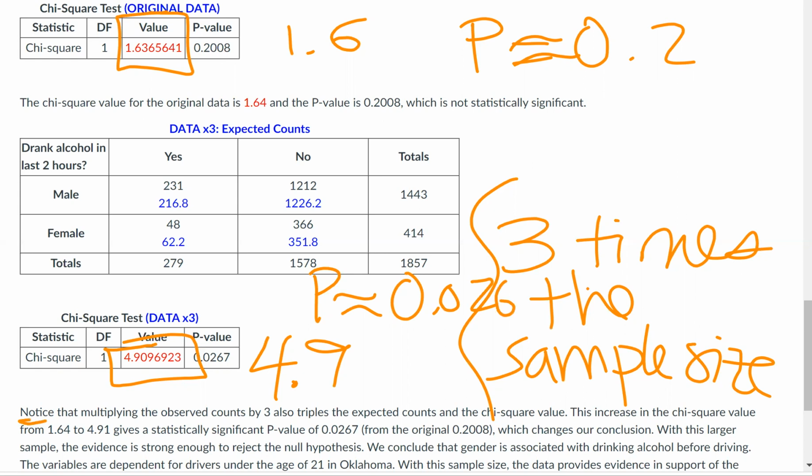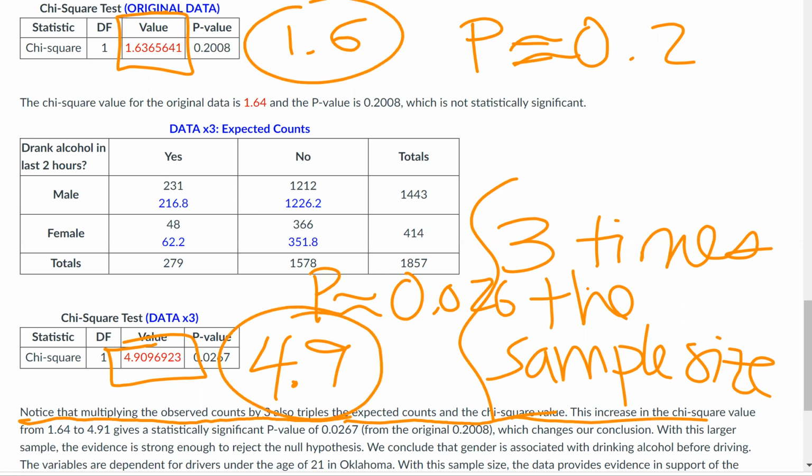So notice that by multiplying the observed count by 3, it also triples the expected count and the chi-square value. Because it went from 1.6 to 4.9, that's about 1.6 times 3. This increase in the chi-square value from 1.6 to 4.9 gives a statistically significant p-value now of 0.0267 from the original 0.2008, which changes our conclusion. With this larger sample, the evidence is strong enough to reject the null hypothesis. We conclude that gender is associated with drinking alcohol before driving.